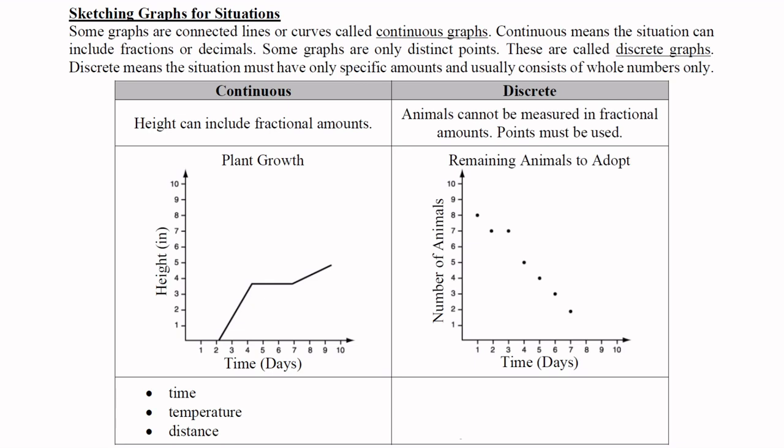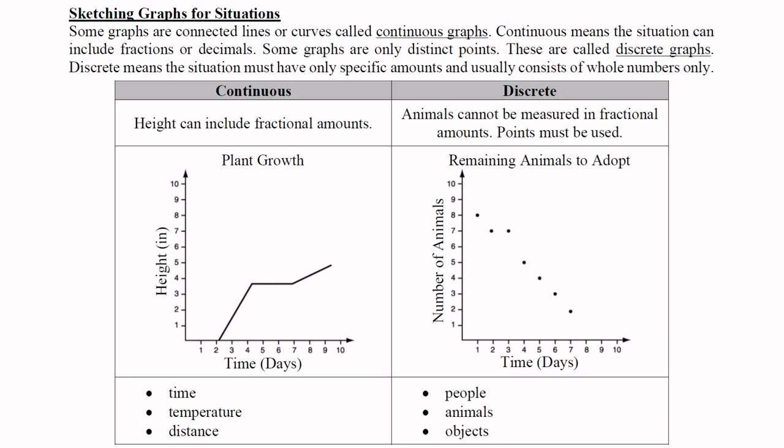An example of a discrete graph is shown here, where we have the remaining animals to adopt at an animal shelter. The number of animals is graphed over time. So on the first day, we have 8 animals left to adopt. Then on the second day, we have 7. We still have 7 on the third day, but then the number falls to 5 on the fourth day and continues to drop until we get down to 2 animals on the 7th day. Animals cannot be measured in fractional amounts. You cannot adopt out half of a cat or half of a dog. So in this case, points must be used to indicate how many animals we have at the end of each day.